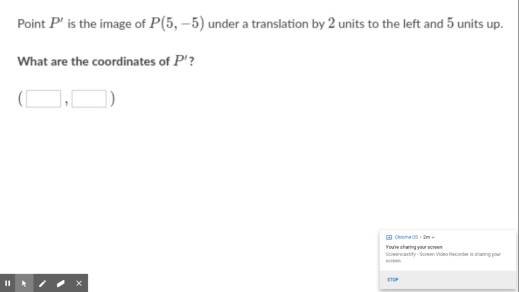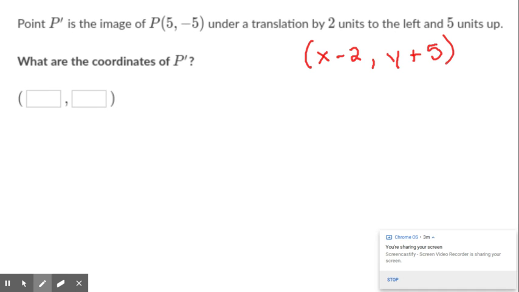Point P prime is the image of P at (5, -5) under a translation 2 units left and 5 units up. Well, again, in this case, if you're a counter, you would go to the point (5, -5) on your coordinate plane, and you would count left 2 and then up 5. In this case, I don't really have that luxury, but we already know from this what my rules are. If I'm moving left 2, that's x minus 2. If I'm moving up 5, that's y plus 5.